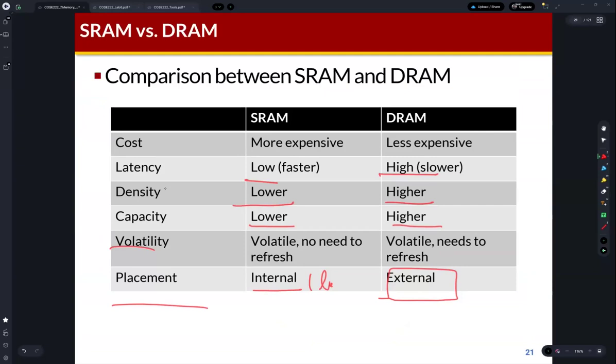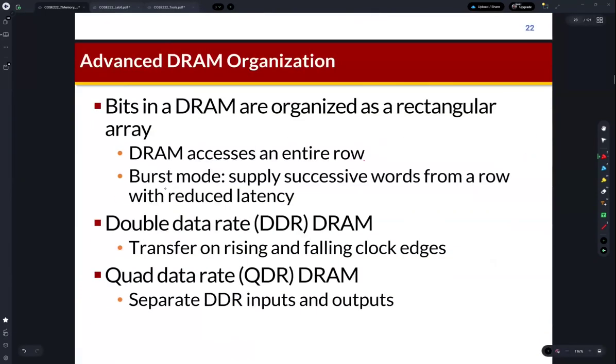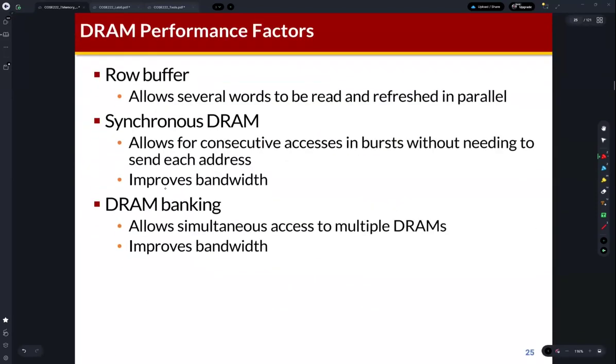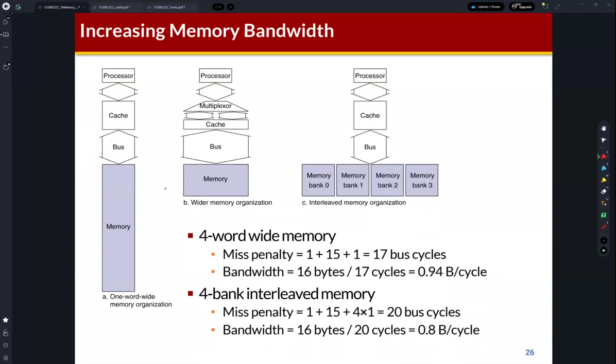Okay, so we just compared the characteristics of SRAM and DRAM. As I mentioned, the behavior of DRAM is very complex. It's more complex than the behavior of SRAM, but I will not explain this behavior. Okay, so like this. But I hope you can understand this.